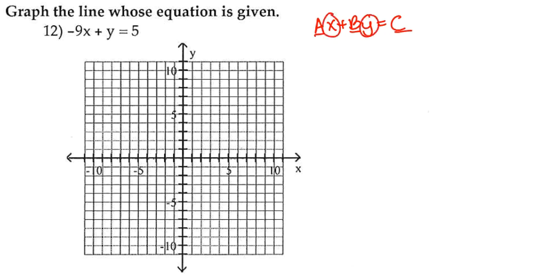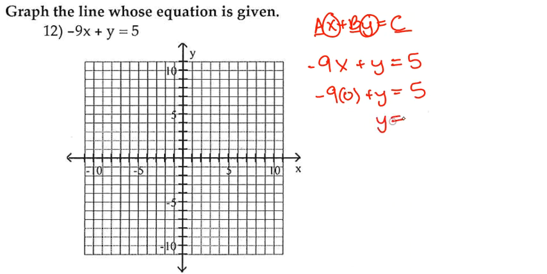So if we plug in 0 for x, we will get our y-intercept, and if we plug in 0 for y, we will get our x-intercept. So let's write down our equation, negative 9x plus y equals 5, and let's plug in 0 for x to find our y. Negative 9 times 0 is 0, so we get y is equal to 5. That means that our y-intercept is 5, and the point of the intercept is going to be (0, 5).